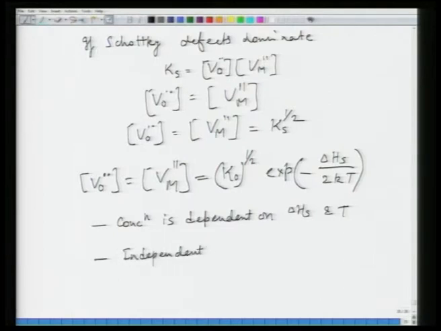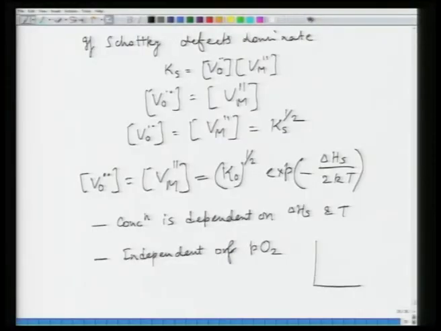independent of PO2, which means whatever the regime in which the oxide is in the stoichiometric state, and when Schottky defects dominate, the defect concentration is independent of the partial pressure of oxygen. So, which means in the stoichiometric range, so let us say this was the stoichiometric range of PO2, and if Schottky defects dominate, in that case the concentration would be like this.